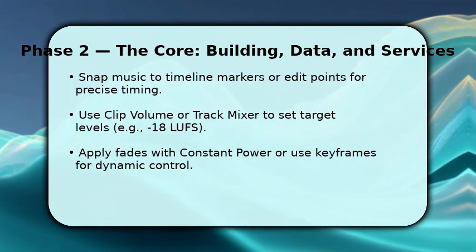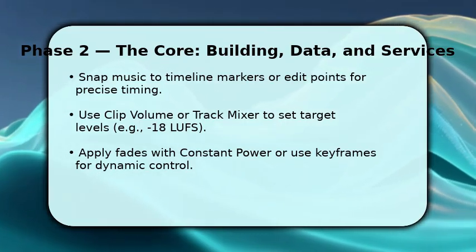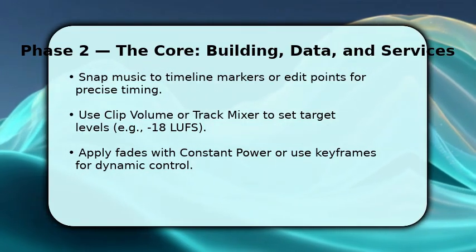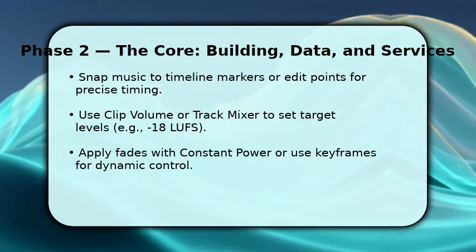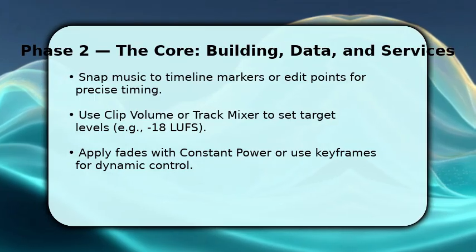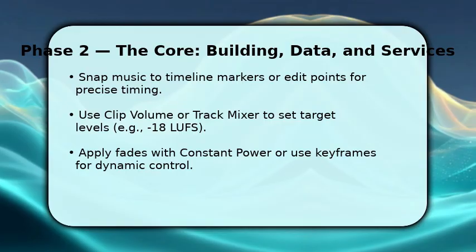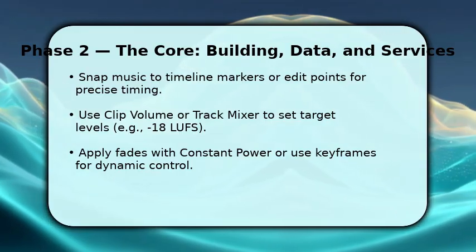Now place the music where it supports the edit, aligning it to markers or an edit point so beats land with cuts. Use the clip volume control for coarse level adjustments and the track mixer for overall balancing. Aim for consistent dialogue prominence, around -18 LUFS for program audio versus louder music.